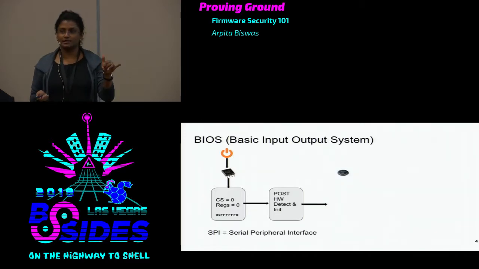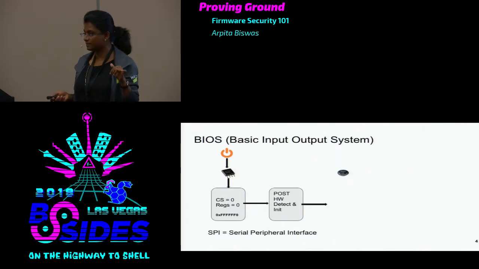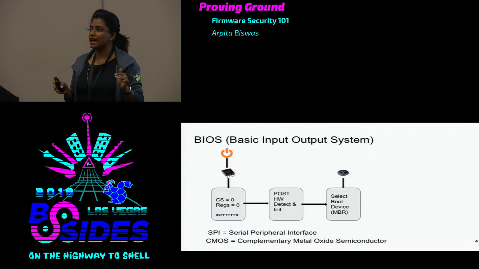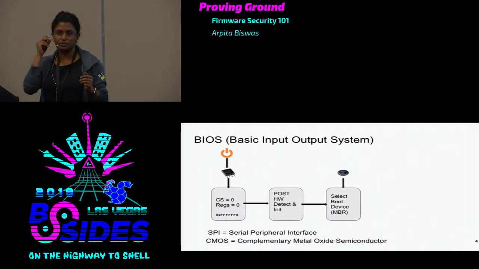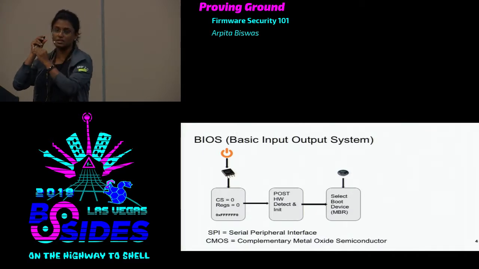Then we have the CMOS. This is the second piece of non-volatile memory that's in your chipset. It holds information about your BIOS, as in, for example, three operating systems to boot. Which of those needs to be booted right away is what the CMOS holds for the BIOS.